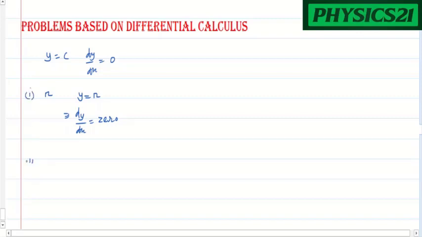Now in the second example, we have to differentiate y is equal to 10,000. It is also a constant, so its derivative is 0. So remember, the derivative of any constant will be 0.